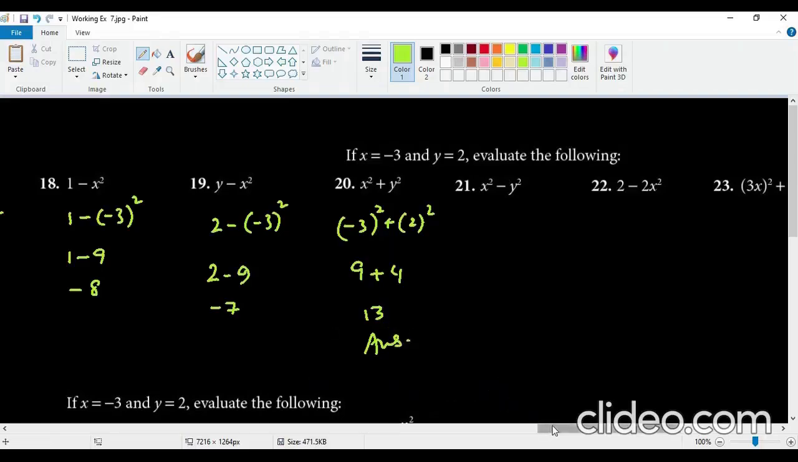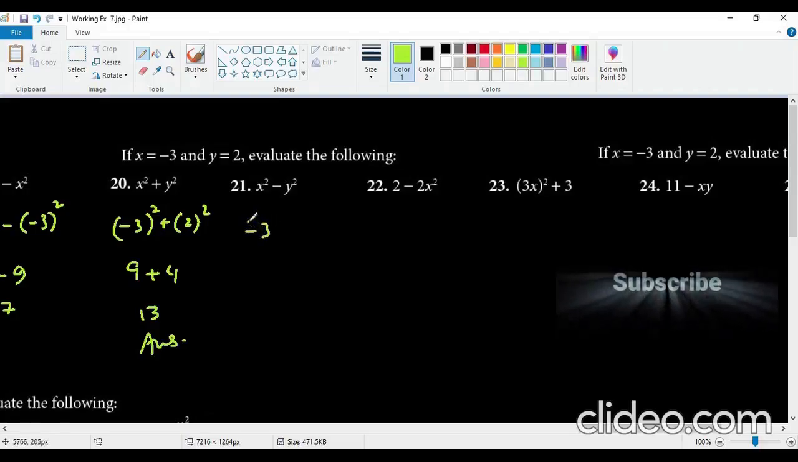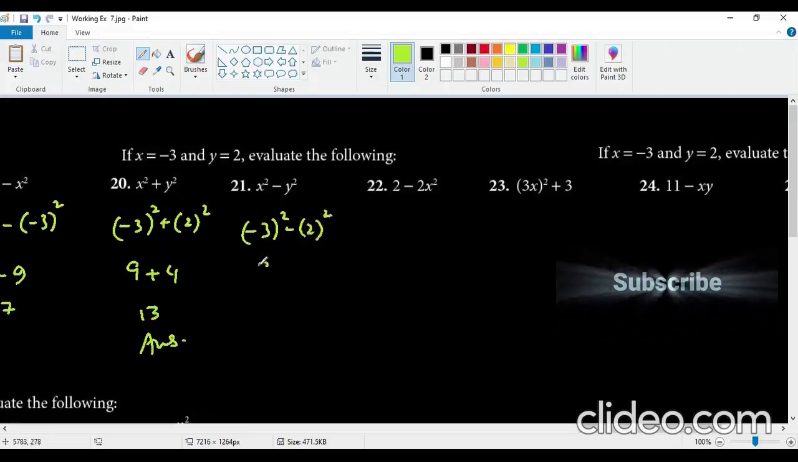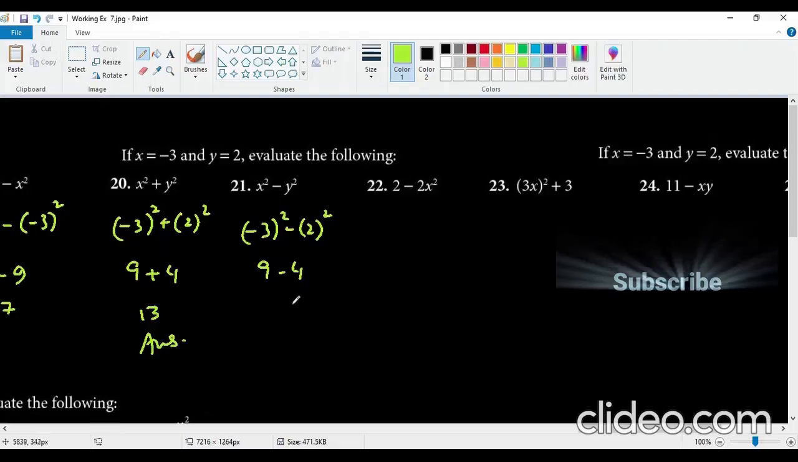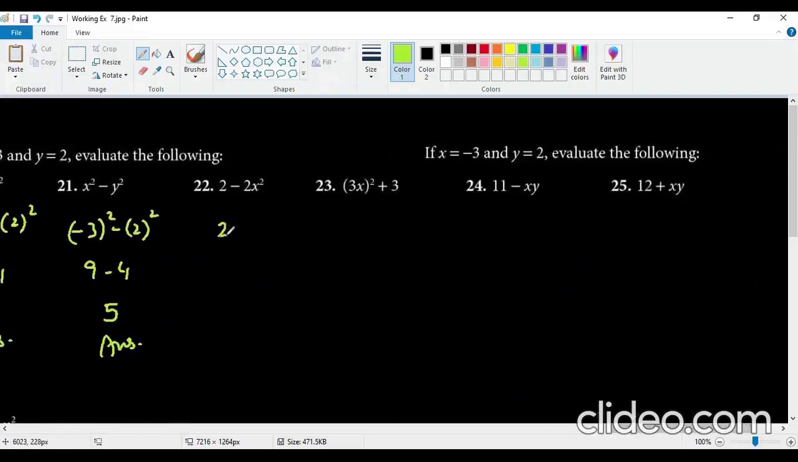Moving on to 21. It says x² minus y². x² means negative 3 squared, and 2 also squared. So this gives you 9 minus 4, so it's going to give you a positive 5 as an answer. Now comes 2 times 2 times the value of x², so this is going to give you 2 minus times 9. So 2 minus 18 is going to give you a negative 16.